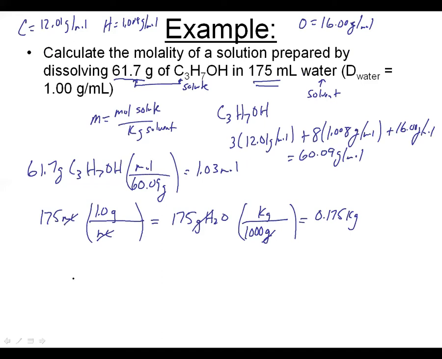So now we've got both parts here. Molality would equal our 1.03 moles divided by our 0.175 kilograms, and we actually end up, I believe, with 5.89. The units here can be left as moles per kilogram, just like you can leave moles per liter for molarity, or you could write 5.89 and just put a little m next to it, which would stand for molality. Any questions on any of those steps there?